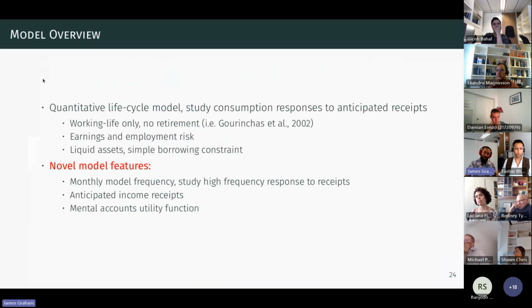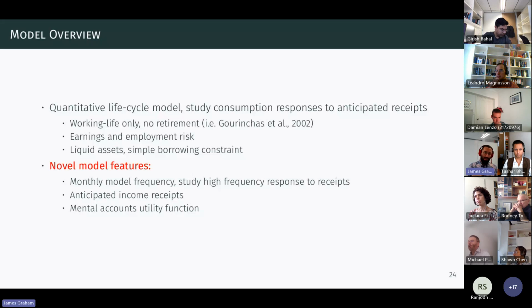So this is a quantitative heterogeneous agent life cycle model that we're going to use to study the same consumption responses. Some features of the model are standard. We'll assume that these are working life households. There's no retirement in this model. During their working life, households will face earnings and employment risk. They'll have access to a simple liquid asset with a simple borrowing constraint. So some of these households will become borrowing constrained, and that will be a problem for their consumption smoothing behavior.